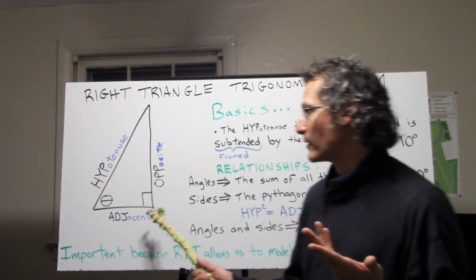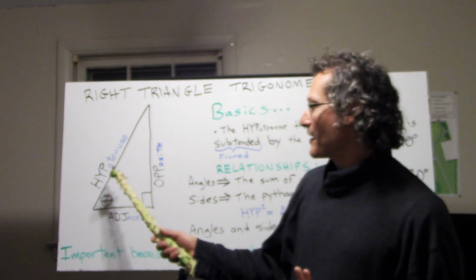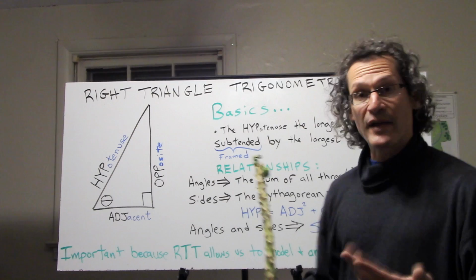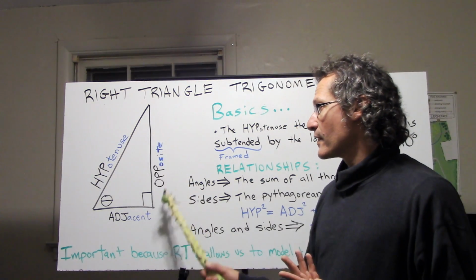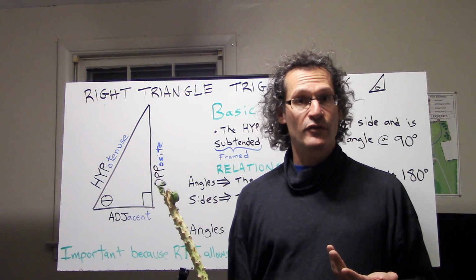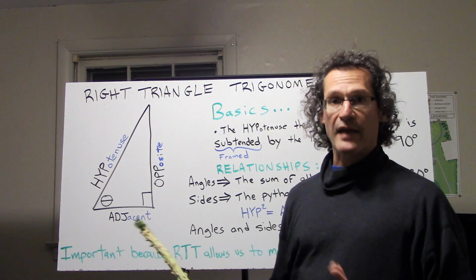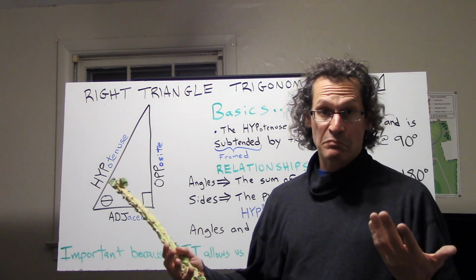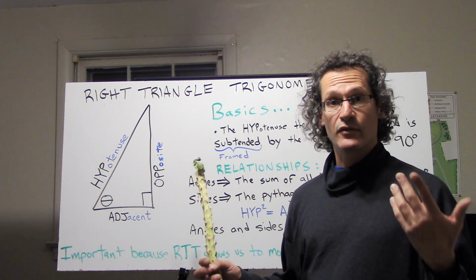Here it is in its full splendor and glory. We have the hypotenuse, the opposite side, the adjacent side. What makes a right triangle, of course, is the fact that two of the sides are perpendicular to each other. The adjacent side is perpendicular to the opposite side. They make a 90-degree angle, perpendicular. And the hypotenuse, as we'll see, is the longest side in the triangle.